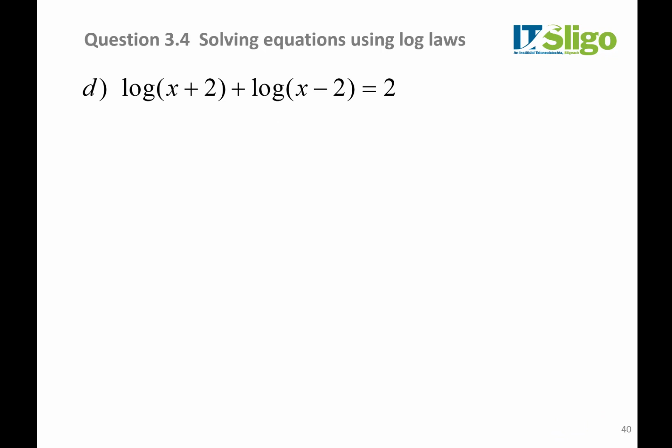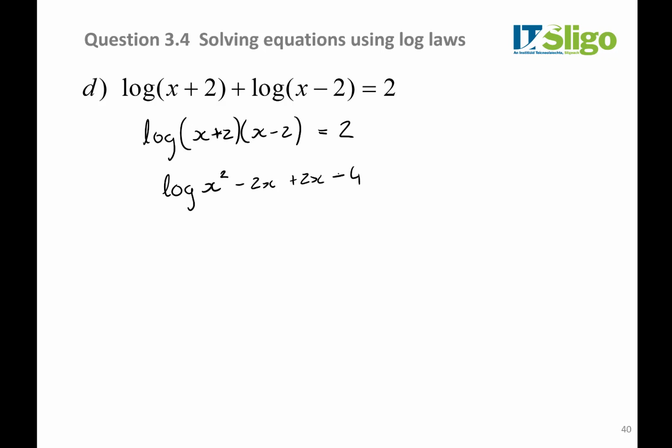More fun. Again, give them a go. Pause the video. Log of x plus 2 by the log of x minus 2 is equal to 2. Now I know this, guys, this is the difference of two squares, but even if you multiply it out using FOIL, I'll do that just to be thorough. So we're going to get first terms, x by x is x squared. Outer terms, minus 2x. The inner terms, 2 by x is plus 2x. And then the last terms gives us minus 4.